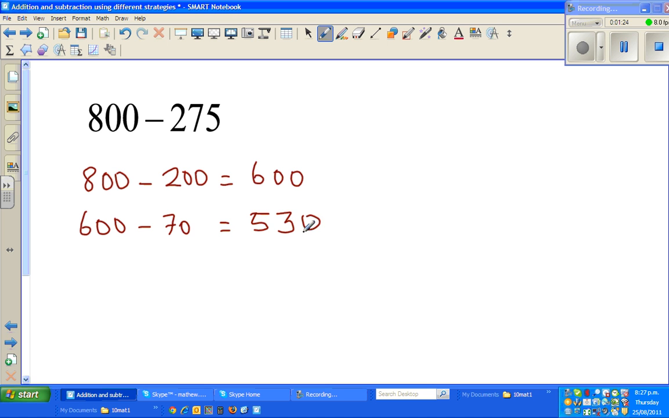You can check your answer like this, go backwards. 530 plus 70 gives you 600. 600 plus 200 is 800. There are different ways of checking your answer at each stage.